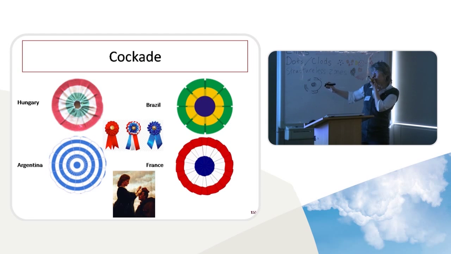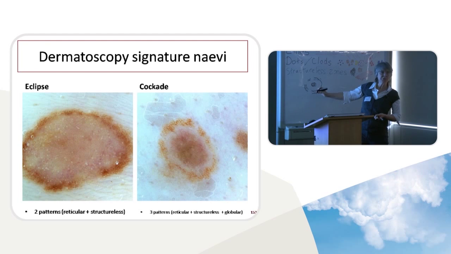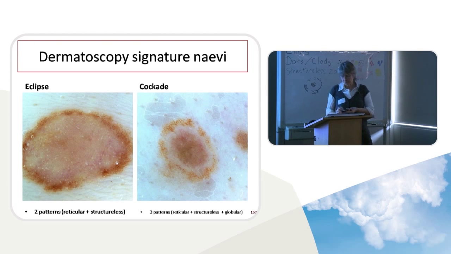So a cocarde is basically concentric rings, and a cocarde nevus is concentric rings. And it's always the lines on the outside, a structureless zone next, and in the middle it can be structureless or it can be clods.